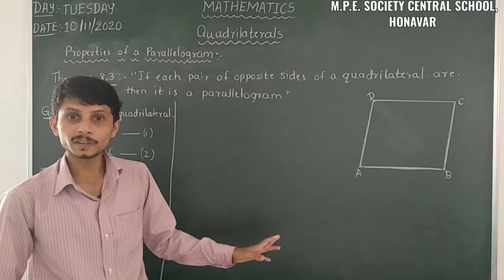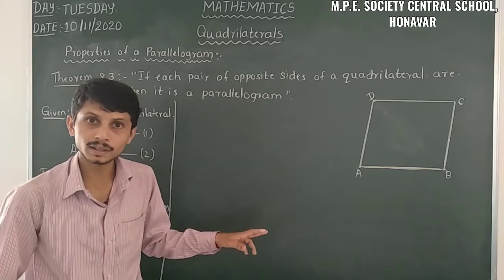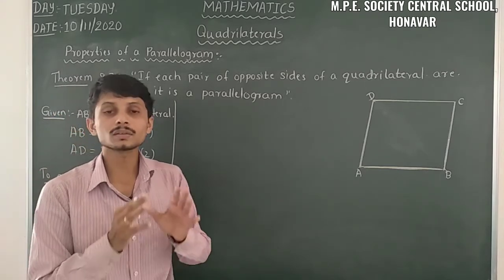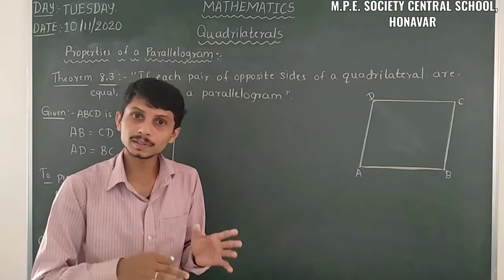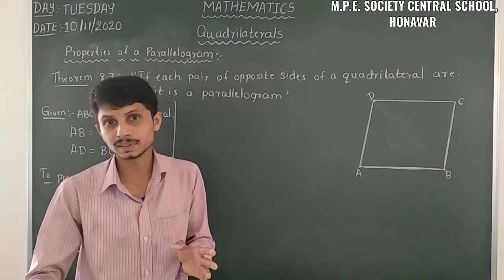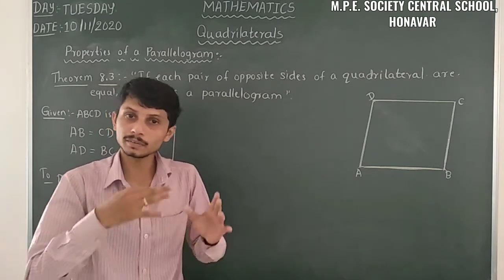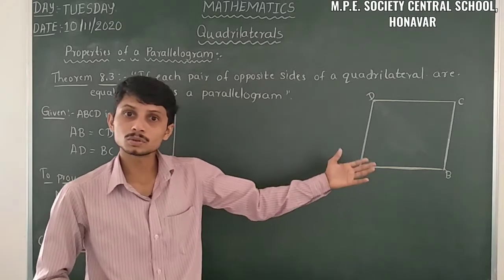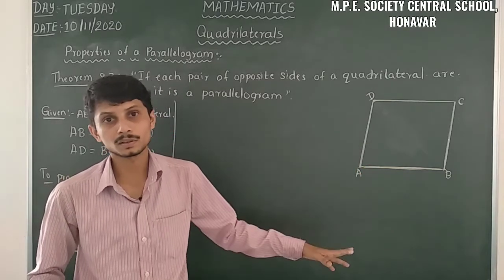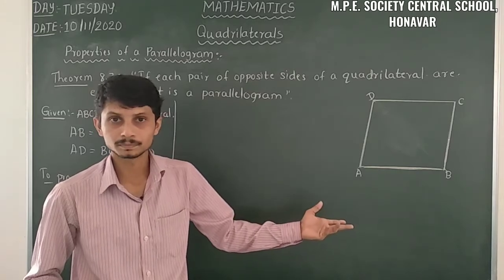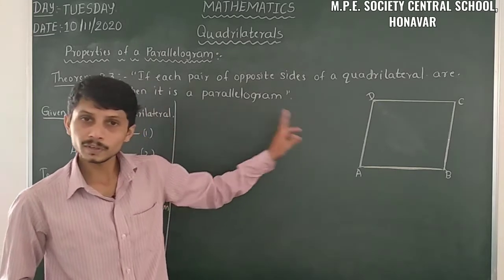For that, firstly we have to take a diagonal here. Then after that we have to take those two triangles as congruent. After that only we can take the CPCTs as equal. Directly we can't take those two as alternate interior angles because it is unknown whether AB is parallel to CD and likewise. So here we need a diagonal.